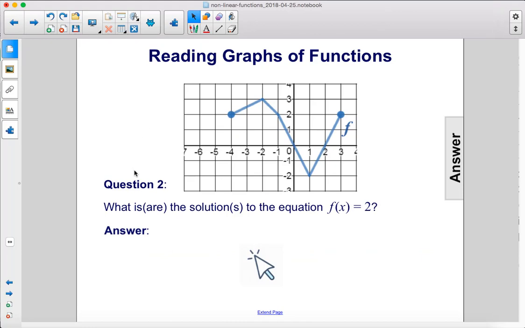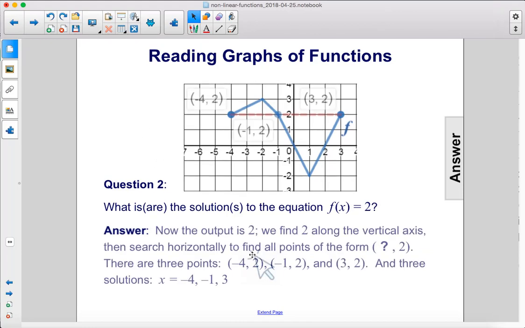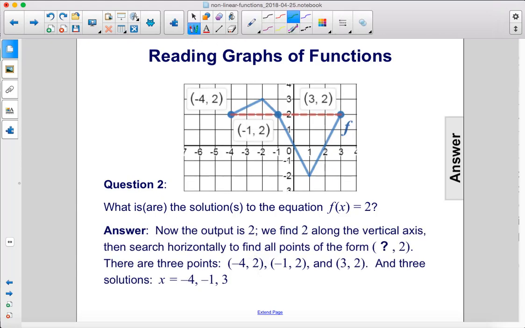Question 2. What is or are the solution or solutions to the equation f of x equals 2? Now the output is 2. We find 2 along the vertical axis here, and then we search horizontally to find all points of the form (?, 2). There are 3 points: (-4, 2), (-1, 2), and (3, 2). And the 3 solutions, therefore, are -4, -1, and 3.